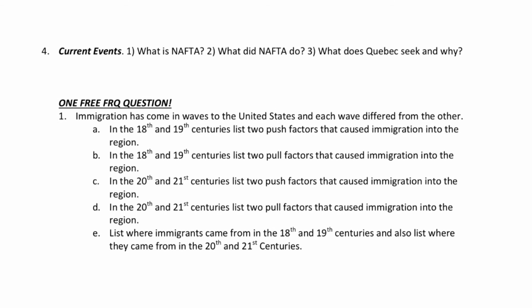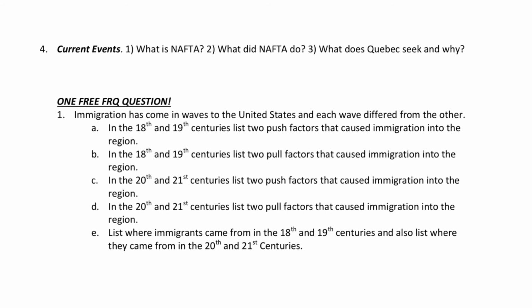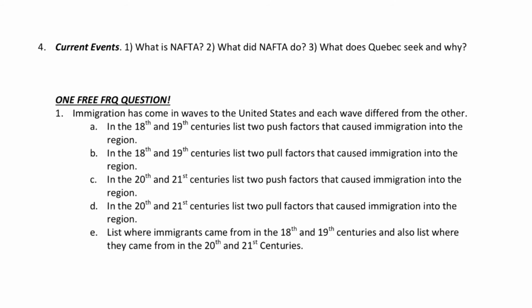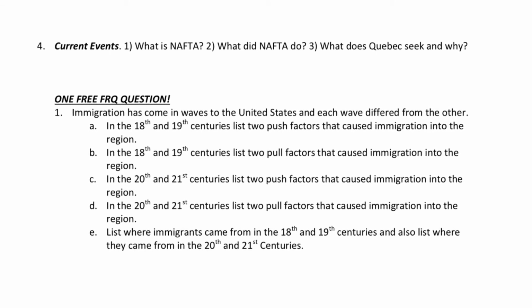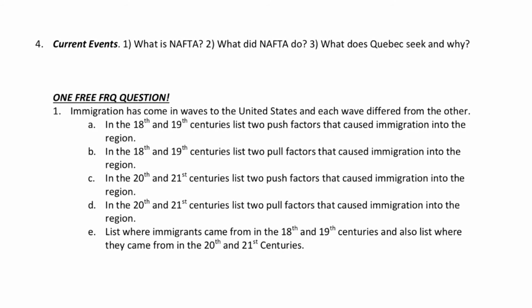All right, this free response question says, immigration has come in waves to the United States, and each wave differed from the other. Letter A. Remember, when you answer these, you need to answer these in this format, A, B, C, D. Letter A. In the 18th and 19th centuries, list two push factors that caused immigration into the region. Notice that it says push, and it does say list.